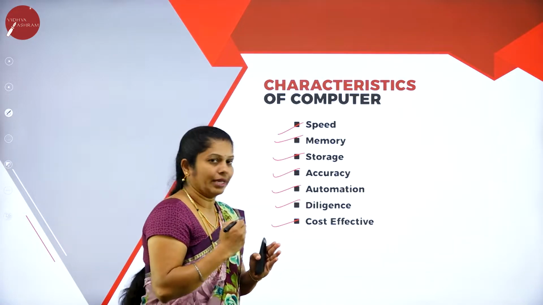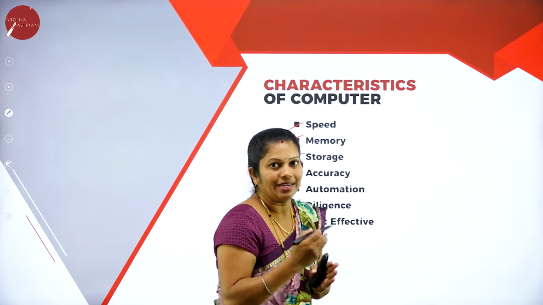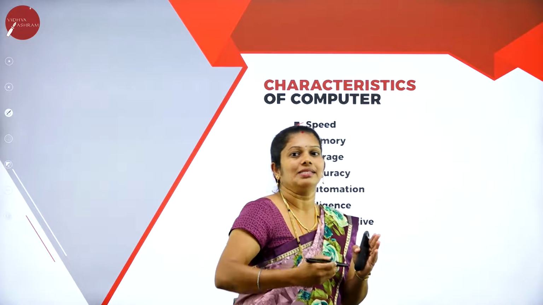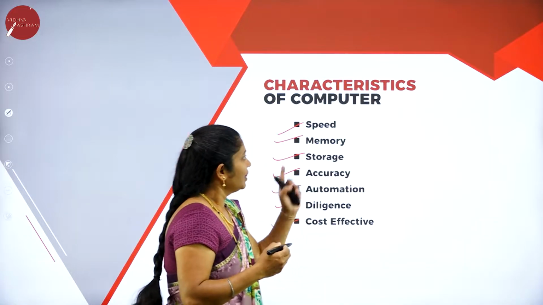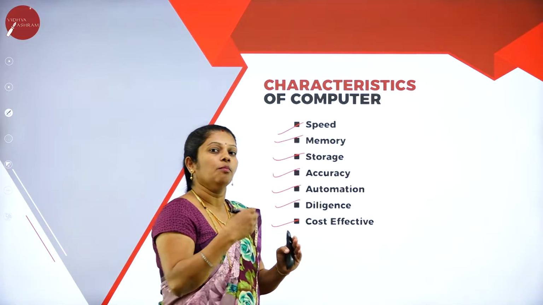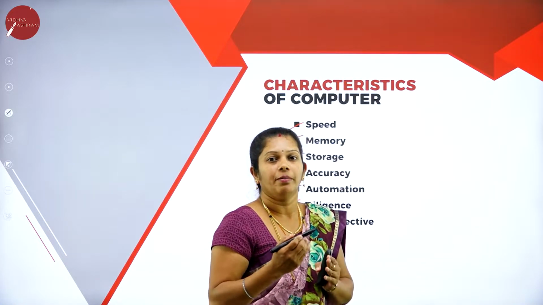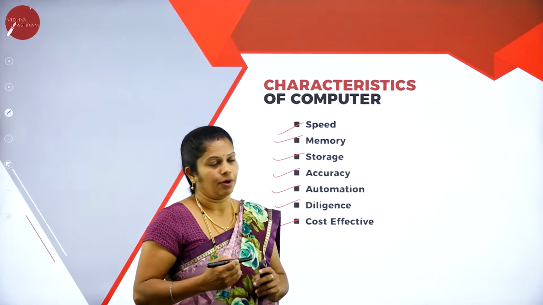But when we come to characteristics, the first characteristic is speed. What do you mean by speed? Why is it so fast? Because it can process the data within a few milliseconds. The speed of execution is very fast here. Then memory: it stores both input data as well as output data. For future purposes, it has to store the data as well as information, and that also it is able to perform.